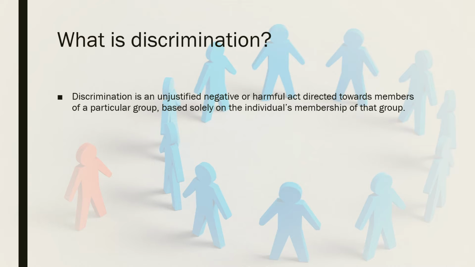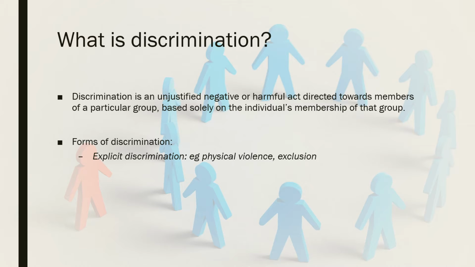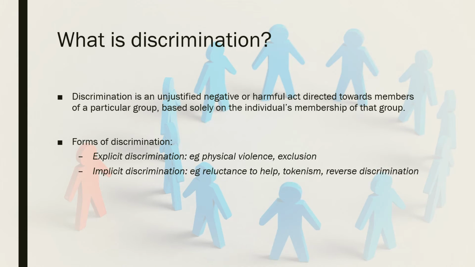Discrimination is an unjustified, negative, or harmful act directed towards members of a particular group based solely on the individual's membership of that group. Discrimination can take many forms. Explicit discrimination is intentional and conscious discrimination against a particular group of people, including physical violence, putting people down, ignoring, and exclusion. Less obvious, more unconscious discrimination is called implicit discrimination. Implicit discrimination includes reluctance to help, tokenism, and reverse discrimination. Implicit discrimination is often difficult to detect and can be unintentional.